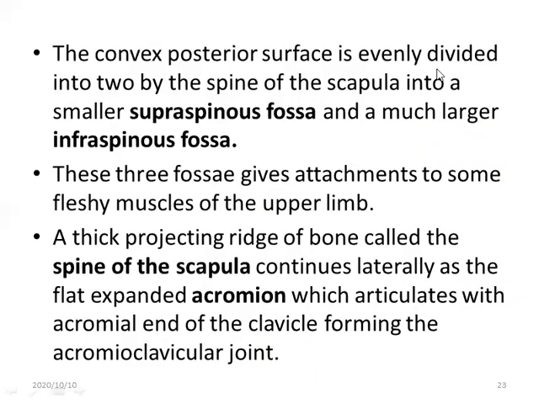The convex posterior surface is usually divided into two by the spine of the scapula, the small supraspinous fossa and a much larger infraspinous fossa. These fossae give attachment to some muscles of the upper limb. A thick projecting ridge of bone called the spine of the scapula continues laterally as the flat expanded acromion, which articulates with the acromial end of the clavicle, forming the acromioclavicular joint.